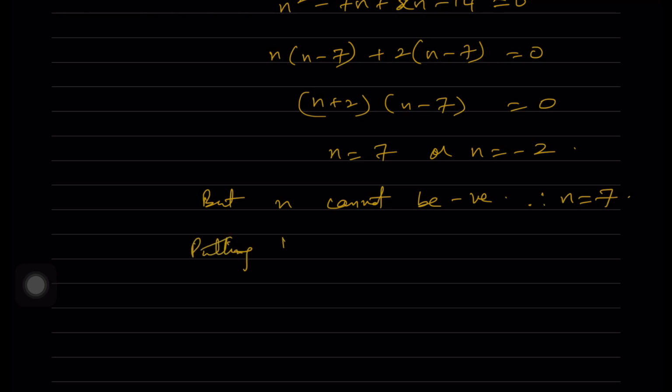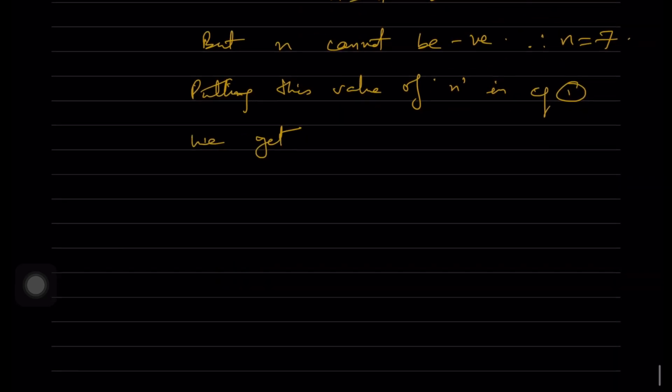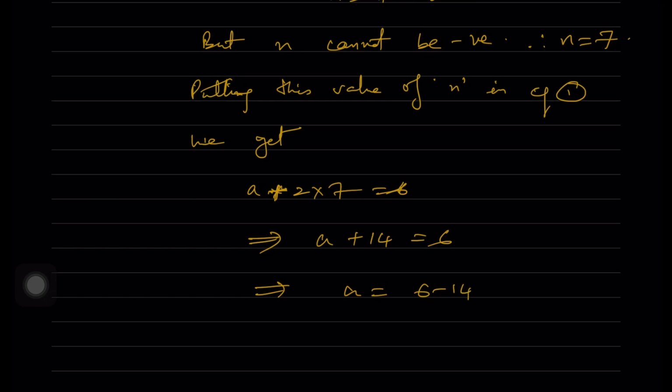Putting this value of n in equation 1, we get a is equal to 6 minus 2n, or a plus 2n is equal to 6. So a plus 2 into 7 is equal to 6, which is a is equal to 6 minus 14, which is equal to minus 8.